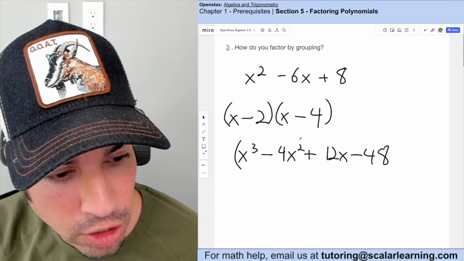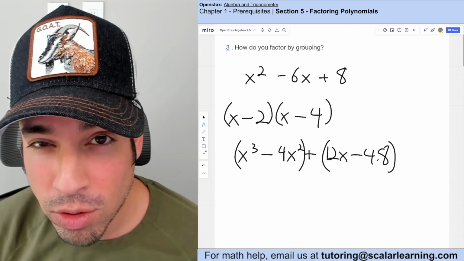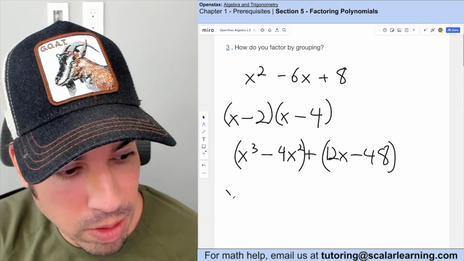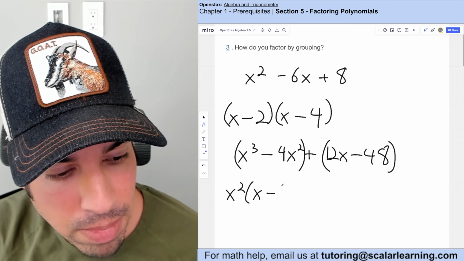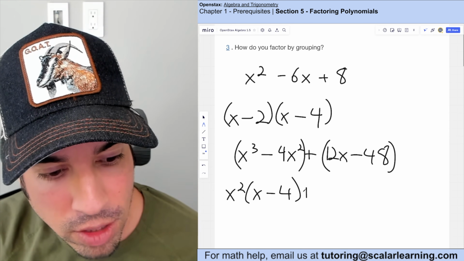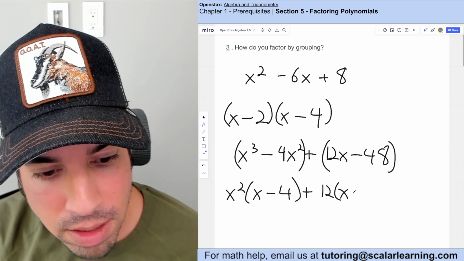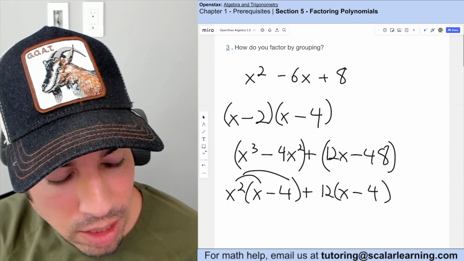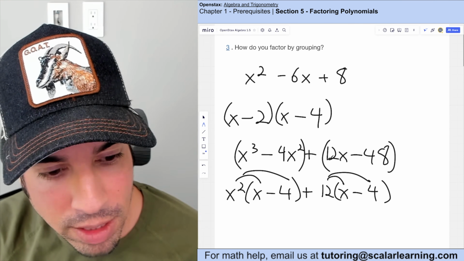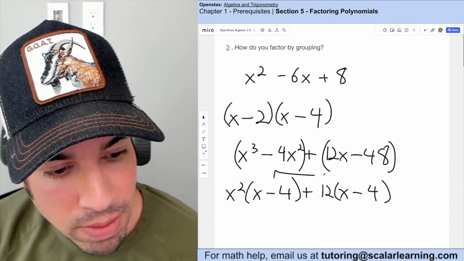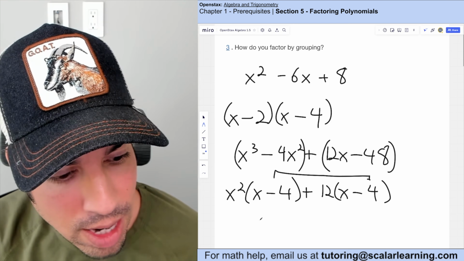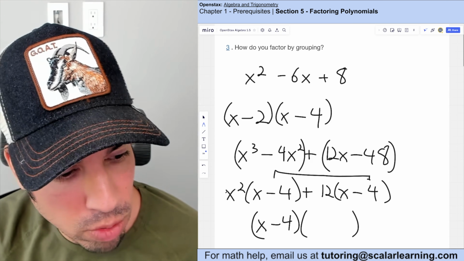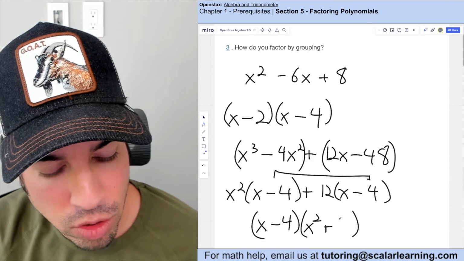I'm going to section these off into two binomials and factor out the respective GCF. For example, here I've got an x squared in common for both terms, so I'm going to factor out an x squared, and I've got x minus 4 like this. Here I'm going to factor out a 12, and I've got x minus 4 inside. The reason why: if I redistribute this, I would get x cubed and negative 4x squared. If I redistribute the 12, I get 12x minus 48. Then they both have an x minus 4 in common, so I'm going to factor that out, and I'm going to have x minus 4. And what's left in this new binomial is the x squared there and the 12 there.